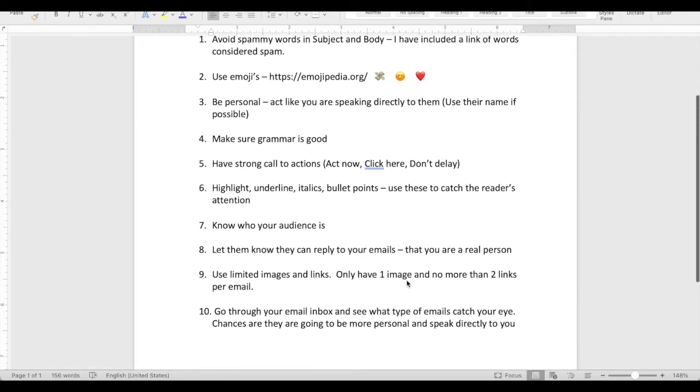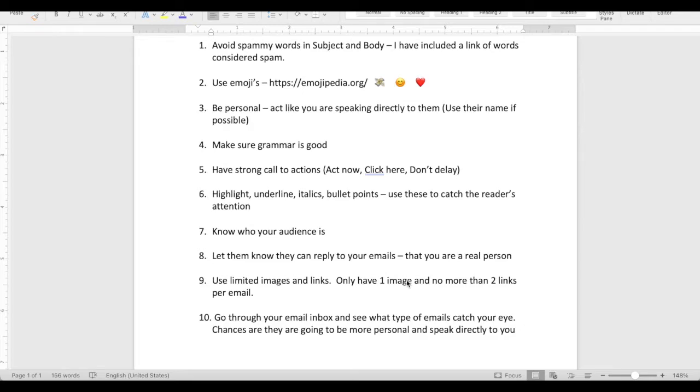So the last thing I would say in all this, and there's a lot more here, is I recommend going through your email inbox, not your spam box. Don't worry about that, because that is what it is. And see what type of emails catch your eye. Chances are most of the ones that catch your eye are going to be personal. They're going to speak directly to you. There's going to be something there that you're going to want to click on. So go through those and see what catches your eye.